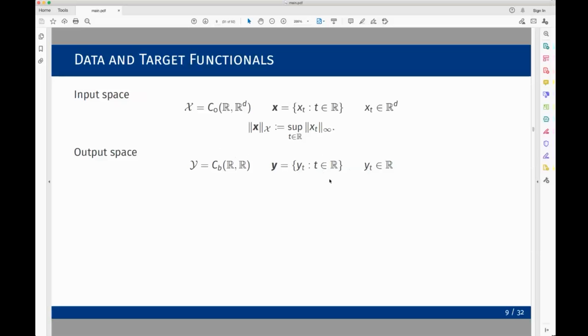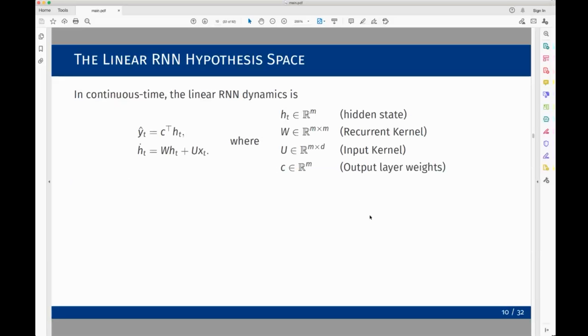Again, this y is a path in the one-dimensional space. Now our target functionals, the true functionals, are denoted by H star t, indexed by t, and y_t is given by H star t of x, where x is the whole path of the input. In this setting, our recurrent neural networks specify our hypothesis space in the following sense: h_t dot equals W h_t plus U x_t, and y_t hat, the output, equals c transpose times h_t.